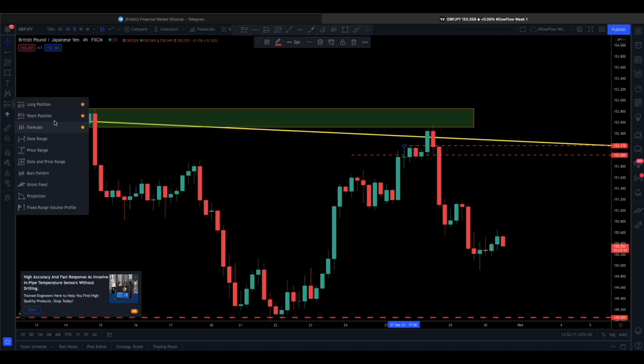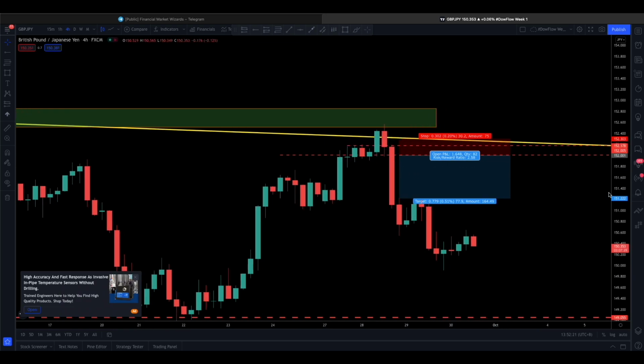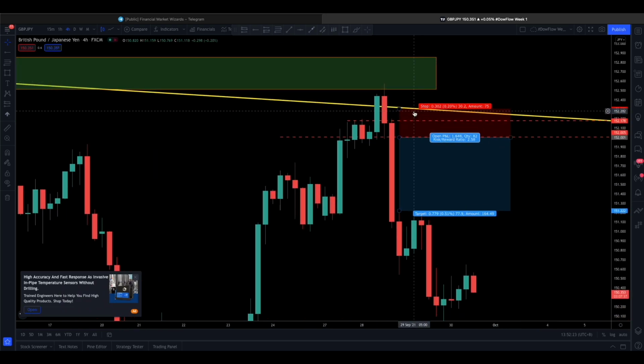So this is how our trade actually looks. We went short somewhere here and our stop loss was about 30 pips. Now let's talk about why the stop loss was set at this level. Very simple. We go short here, we view this as a fake out of this level, so naturally our stop loss has to go above this level.